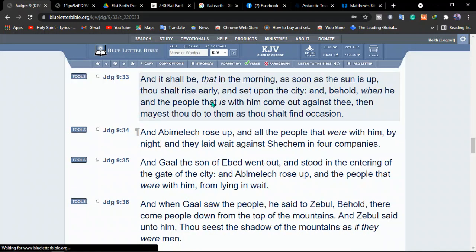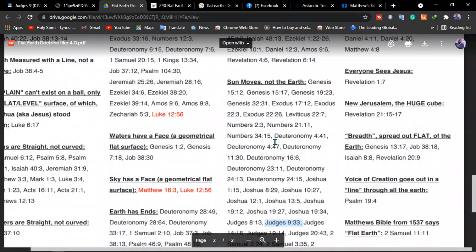It says, "And it shall be that in the morning, as soon as the sun is up, thou shalt rise early and set upon the city. And behold, when he and the people that are with him come out against thee, then mayest thou do to them as thou shalt find occasion." So the sun is rising in the morning. So what is moving is the sun.